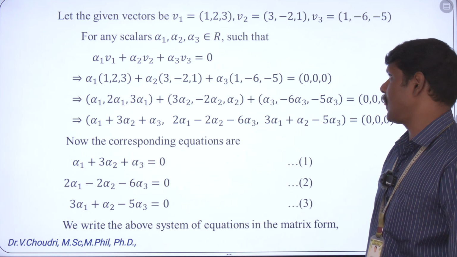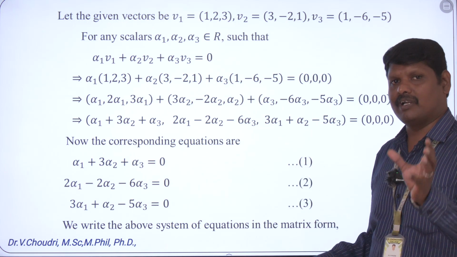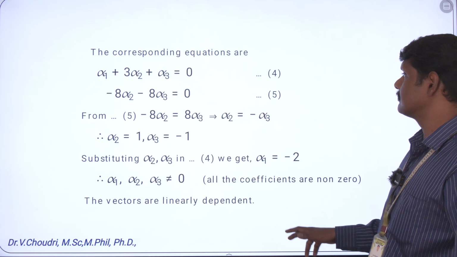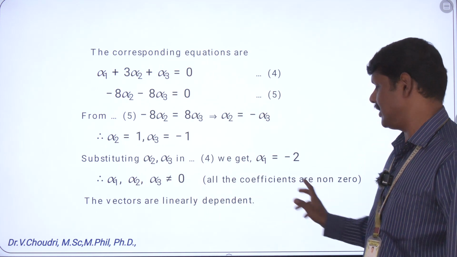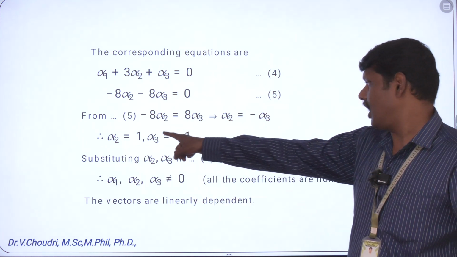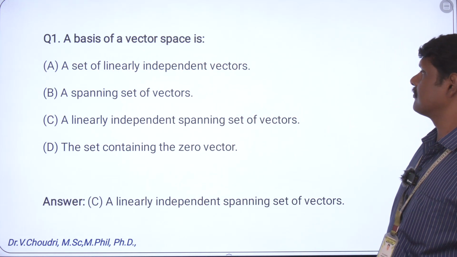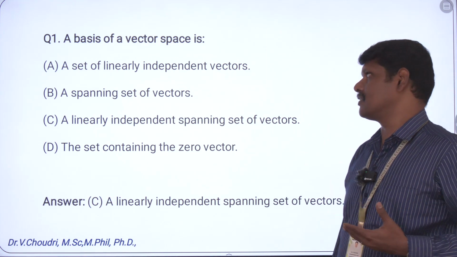As per the usual procedure, but no need, already we found it linearly dependent. Finally it comes linearly dependent, because alpha 2 equals 1, alpha 3 equals minus 1. Okay, these are the basic examples.